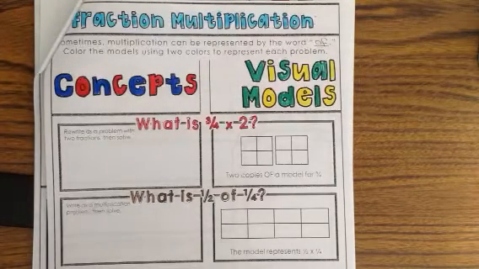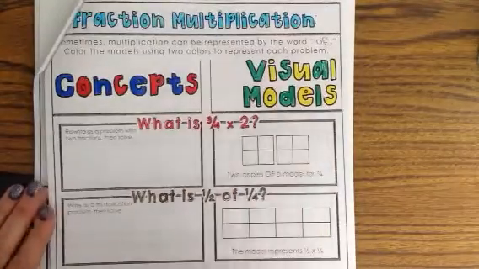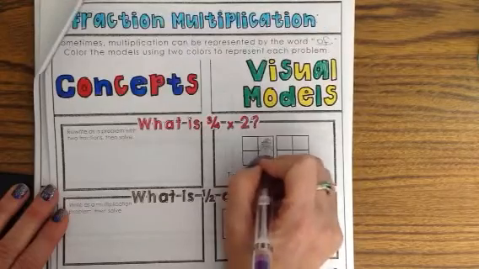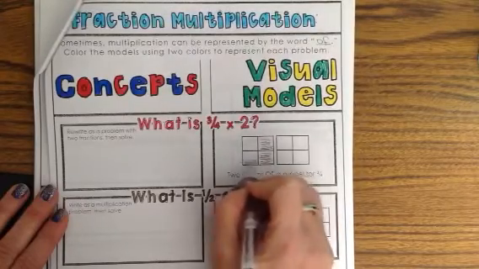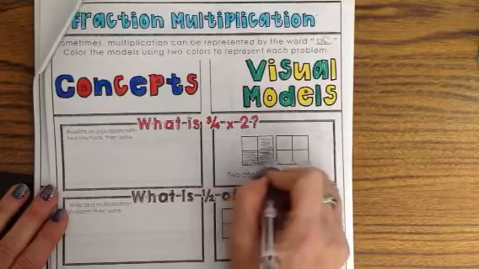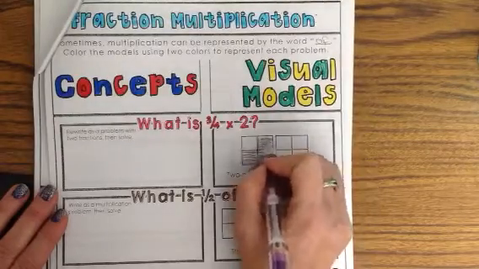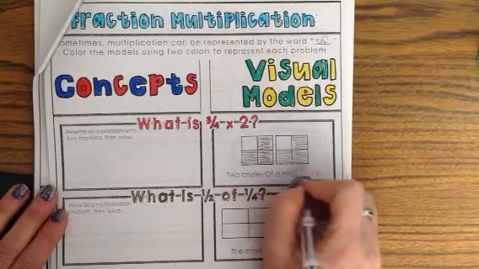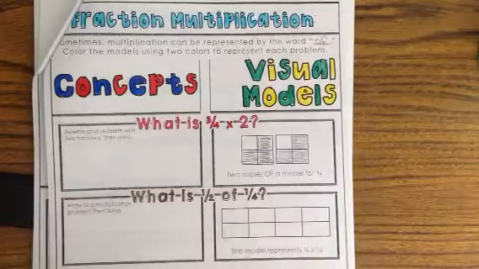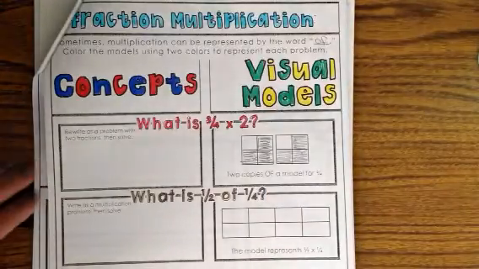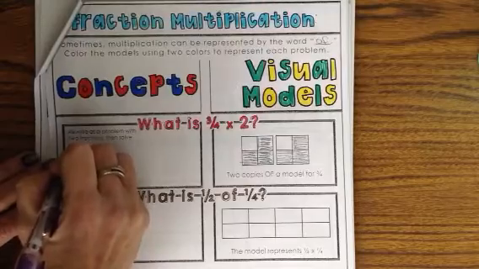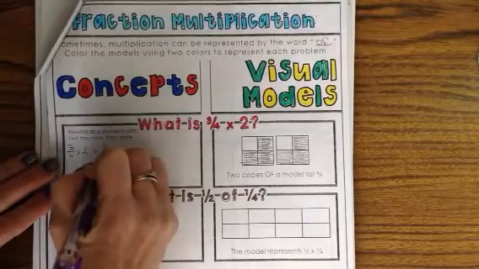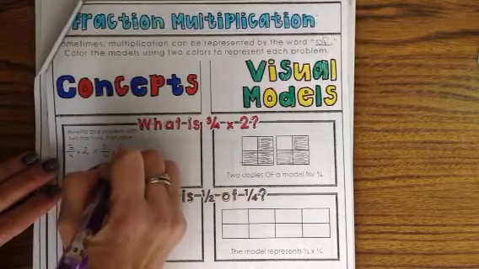So, what we're going to do here is I'm going to color in my model, and I'm going to color in 3/4 on each one. So 1, 2, 3 out of 4. And I'm going to do the same over here. And so my model shows that I have 3/4 colored in on 2 models. And my fraction would be 3/4 times 2. And if I rewrite that, it's 3/4 times 2 over 1.